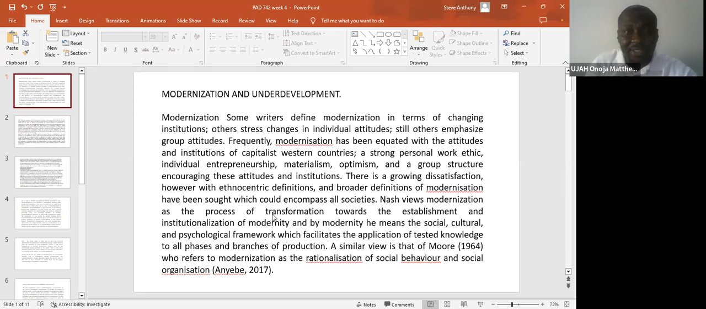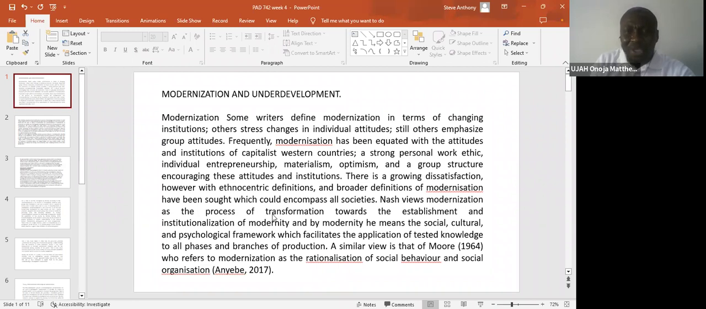So we said modernization and underdevelopment. Some writers define modernization in terms of changing institutions. Others stress changes in individual attitudes. Still others emphasize group attitudes. Frequently, modernization has been equated with the attitudes and institutions of capitalist Western countries. This is in line with the earlier statement that modernization reflects capitalism itself.